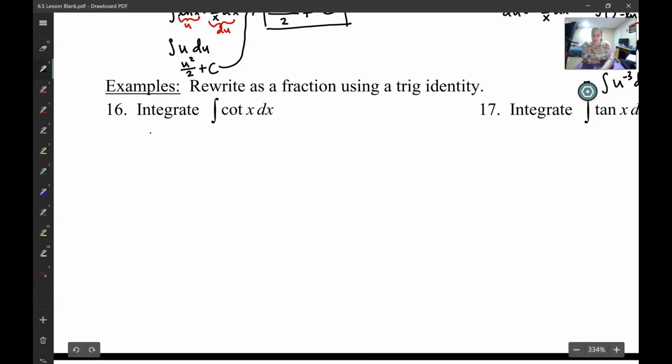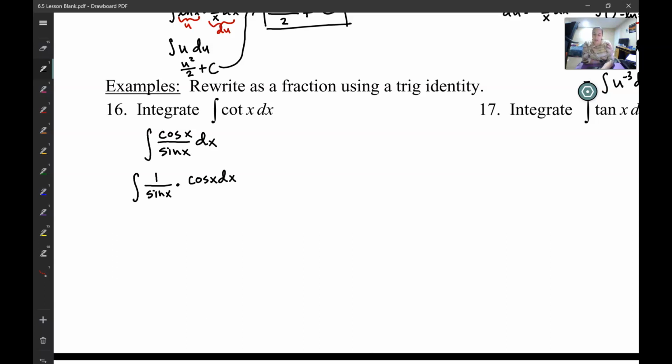So let's start by rewriting cotangent. Now I know tangent is sine over cosine, so cotangent is going to be cosine over sine. So first off, this and this are the same thing. I'm just rewriting them. Second, I'm also going to rewrite this as 1 over sine of x times cosine of x dx.